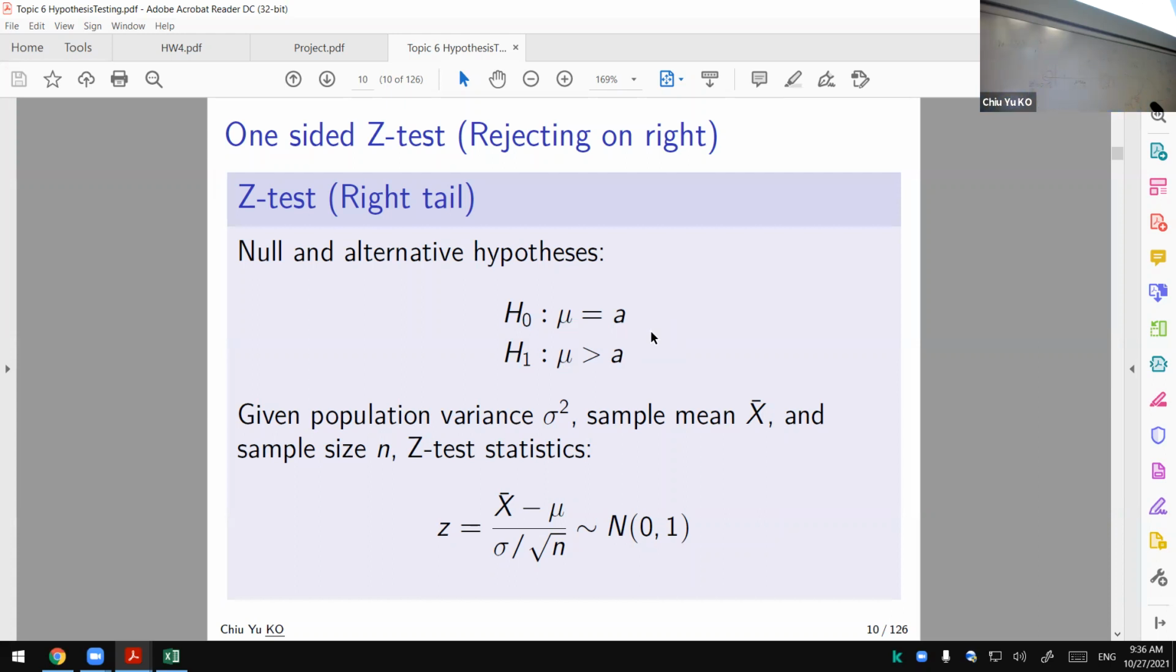You can imagine this is a harmful substance. When it's more than this, then you will say, okay, we have to be careful, the manufacturer may have violated the rules. And how do we do the test statistic? How do we test whether the population mean equals a certain number?